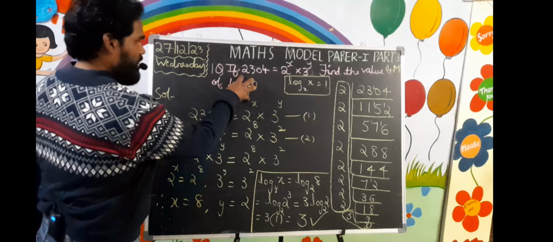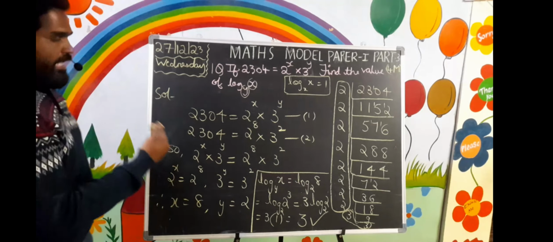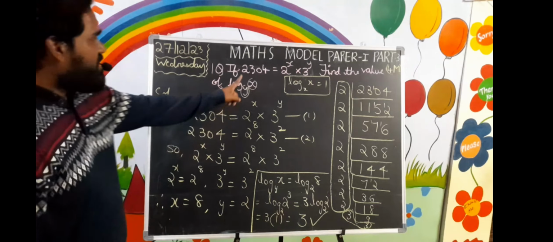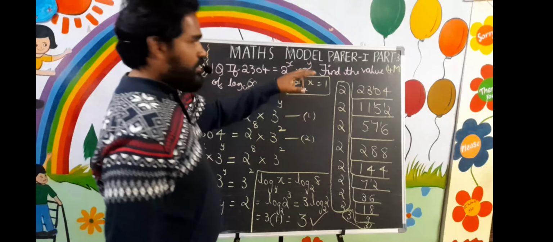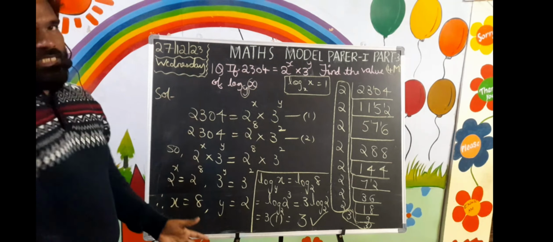So the value of the given question is 3 if the value of x is 8 and the value of y is 2. You see, this is only a sample question, but in the exam they may not give you the same question. They may change this number 2304 to something else. They may also change these two things to something else, but whatever they do, the procedure of doing it is the same.